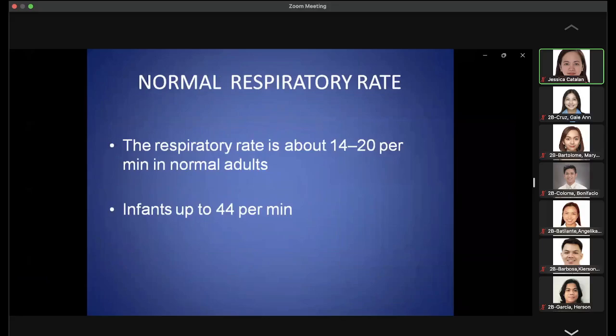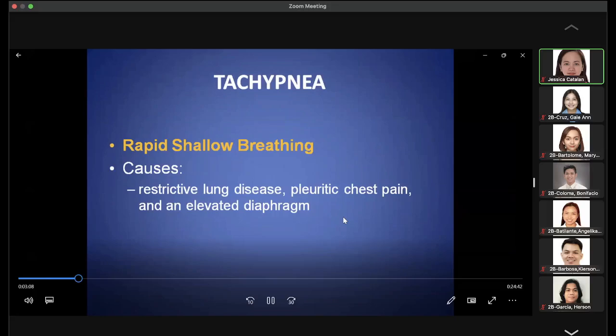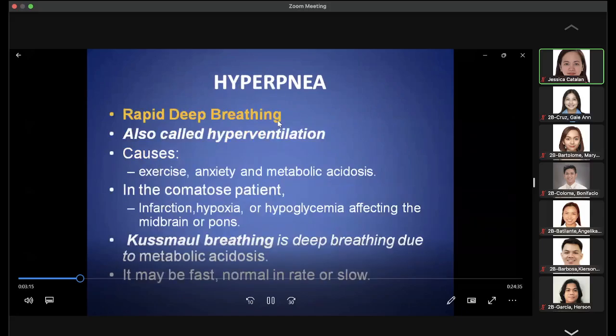So what is a normal respiratory rate? So the respiratory rate is about 14 to 20 per minute in normal adults. In infants, it's up to 44 cycles per minute. So now we're going to define different terms, okay, in respiration. So tachypnea is a rapid, shallow breathing. So the most common diseases that will cause tachypnea are restrictive lung disease, pleuritic chest pain, and an elevated diaphragm.